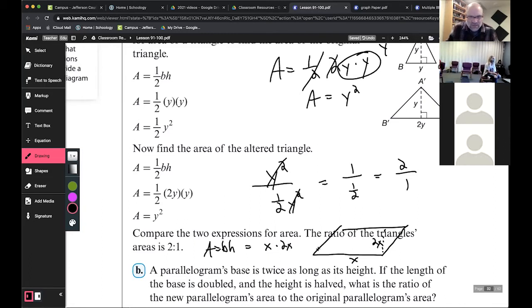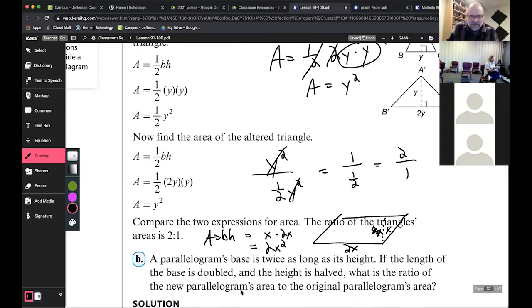So in the original, it's just x times 2x. Oh, I'm doing this wrong. The base is twice. No, this is 2x down here. It's the same thing, but this is just x, and then this is 2x. So it's still x times 2x. So this is just 2x squared. All right. But then we've got the half. If the length of the base is doubled and the height is cut in half.